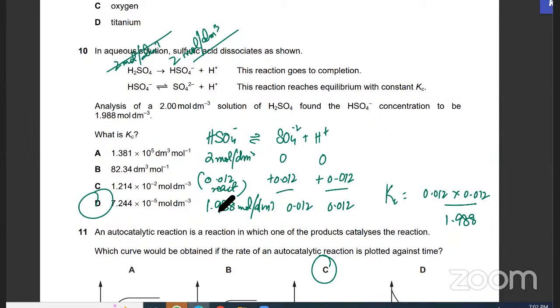And at equilibrium, they've already told us that it decreases to 1.988. So that means 0.012 has reacted. And on the other side, it's going to produce 0.012 and 0.012 of this. So my equilibrium concentration comes out to be this and this for the products and 1.988 for this one.